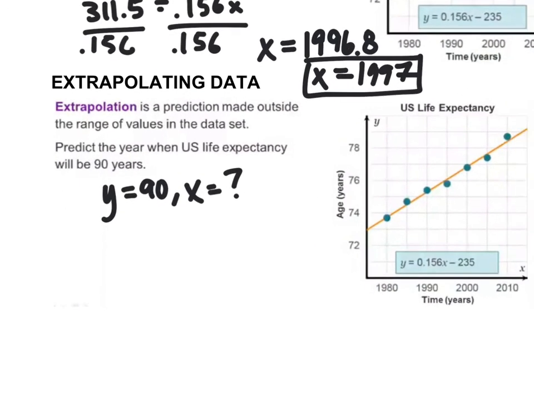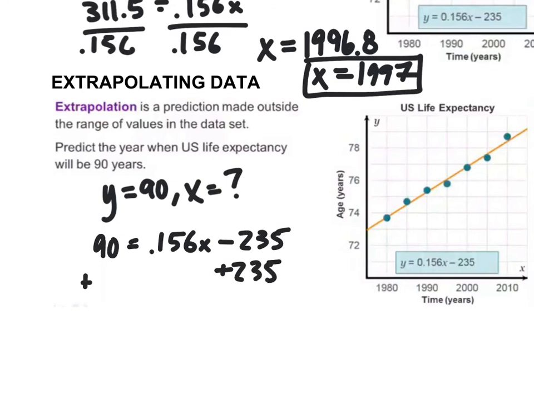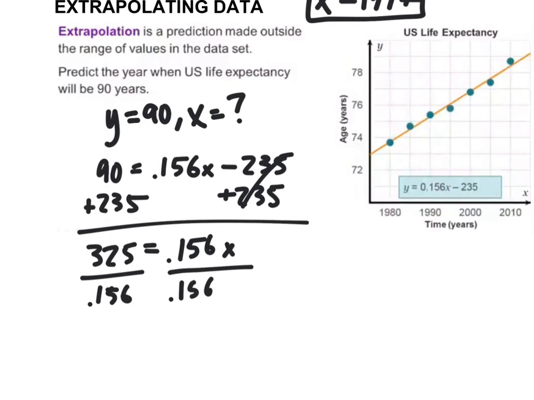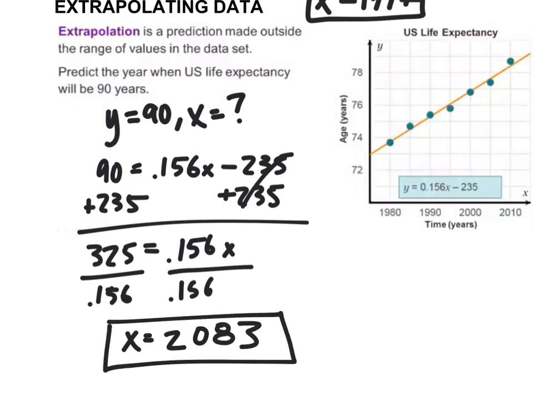So extrapolating data. I'm going to plug 90 into this equation and solve for x. So I've got 90 is equal to 0.156x minus 235. I'm going to add 235 to both sides. So 90 plus 235 is 325, and that's equal to 0.156x. I'm going to divide both sides by 0.156. And this gives us a year of 2083. Whoa.